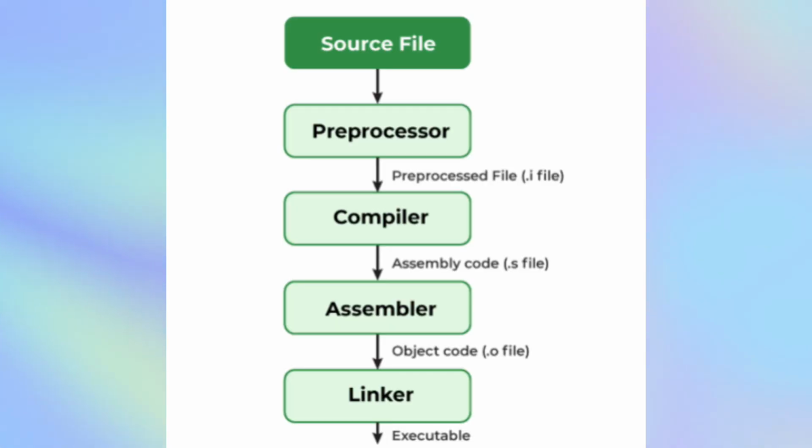This is a diagrammatic representation of how to compile the code. From the source file, first the preprocessor directives are executed. The preprocessed file is transferred to the compiler. The compiler converts the code to assembly code and sends it to the assembler, and the assembler converts it to object code. That object code is sent to the linker, which converts it to executable code.